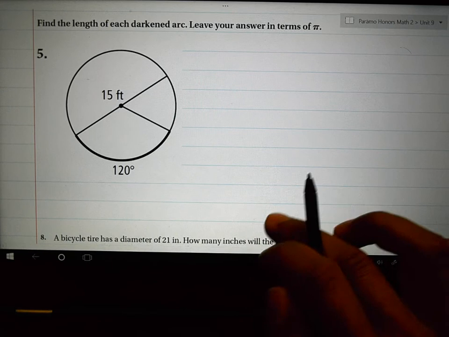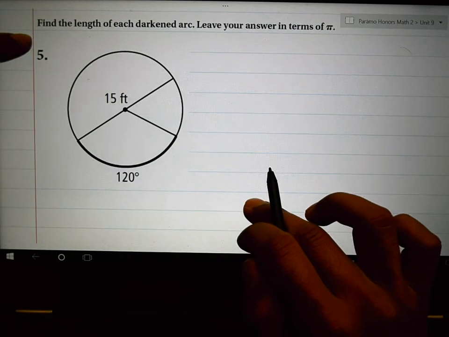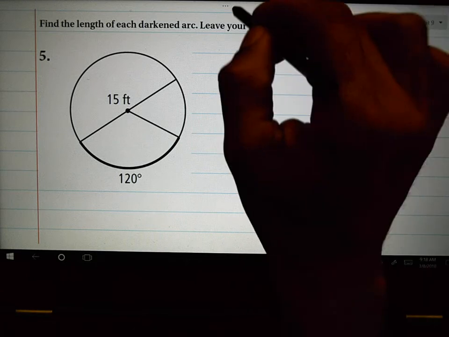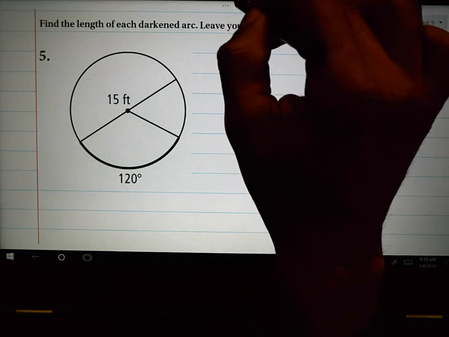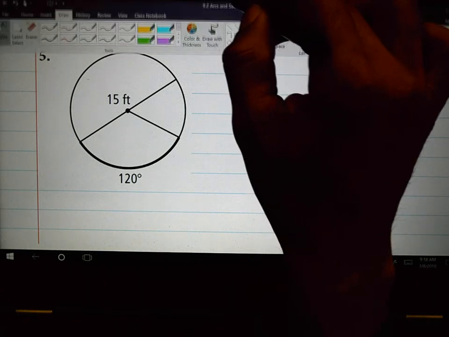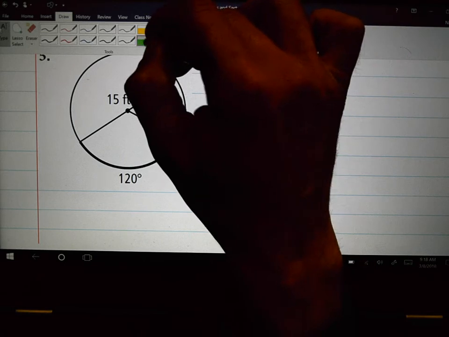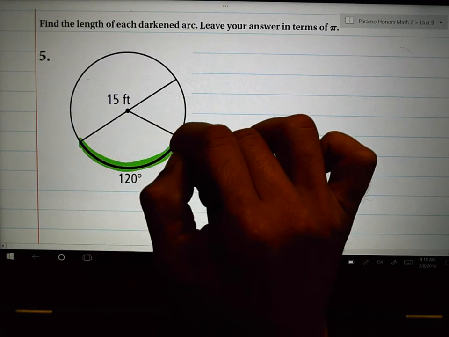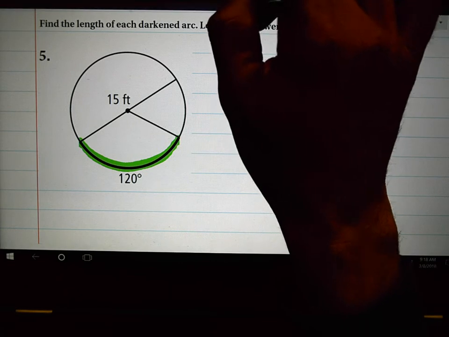This is number 5. Number 5 says, find the length of each darkened arc. It's very hard to see on your worksheets. But I will highlight what is darkened so you can start to recognize it, but it is darker, just barely. This part here is darker than the rest. That's what we're trying to find.